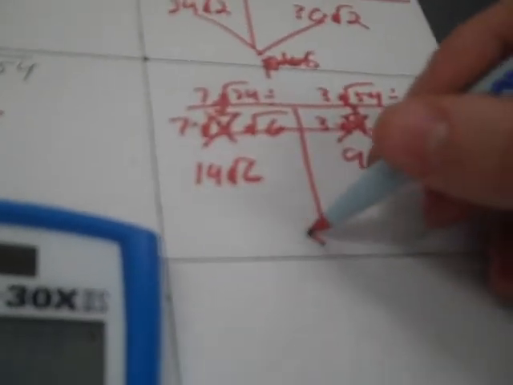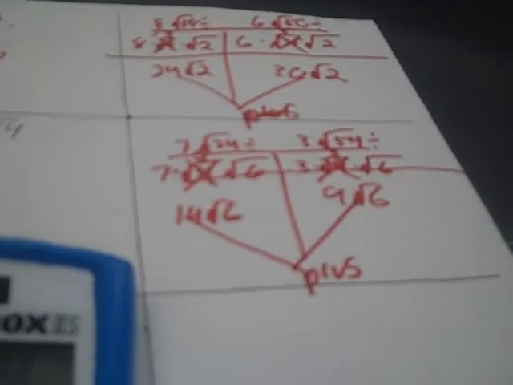And looky here, what did I get to be the same? I got the square roots to be the same. They both have a 6 in them. Yippee. And that allows me to plus my outside numbers. 14 plus 9 is 23. 23 square roots of 6. Okay, next one. Plus.